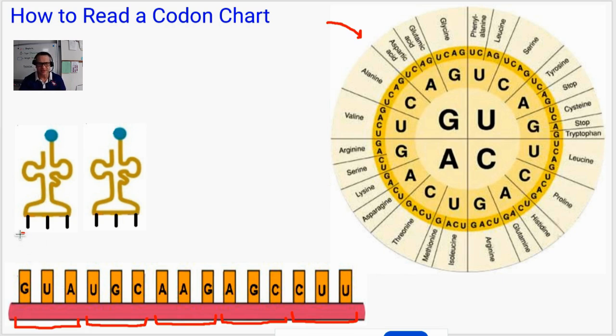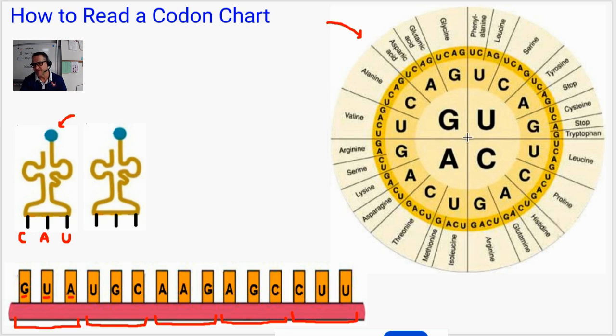Well, G goes with C, U goes with A, and A doesn't go with T because there's no more T. A goes with U. But the question is, what amino acid is this? To do that, we've got to look at the codon chart. G, U, A. So I go over here.